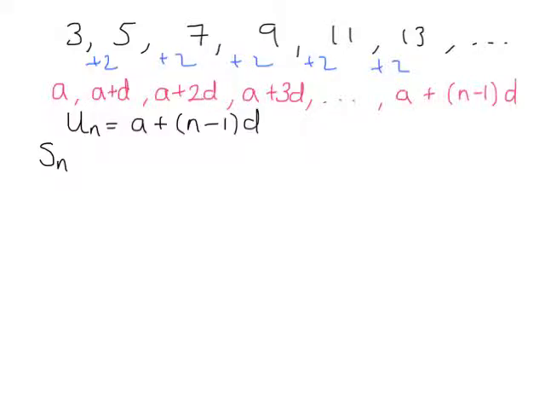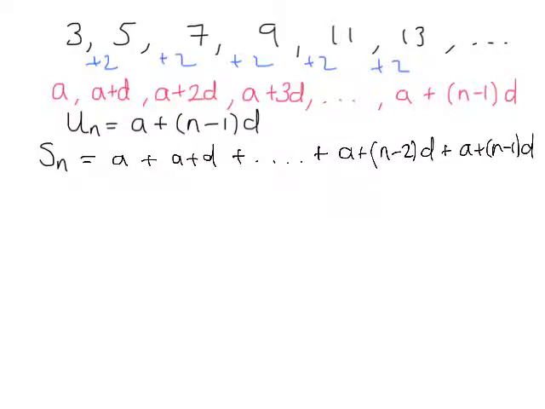But more generally, we can say the sum of the first n terms of the sequence is the first term plus the second term plus all the terms in the middle, plus the n minus 1th term, so that's going to be a plus n minus 2d, plus our nth term, a plus n minus 1 times d.